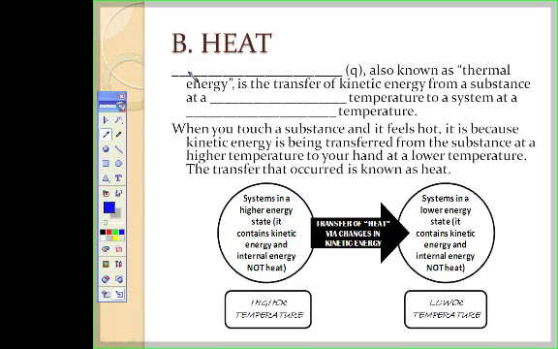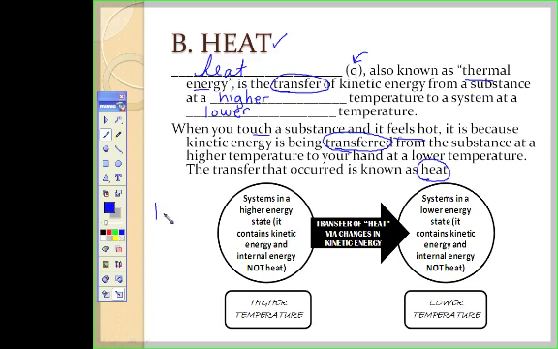Now, we were on page 2 of your notes talking about heat. Heat is given the symbol lowercase q and references thermal energy. This is key. Heat is a transfer of kinetic energy from a substance at a higher temperature to a system or a substance at a lower temperature. So when you touch a substance and it feels hot, it's because of the transfer process going on. And that transfer of energy is known as heat.